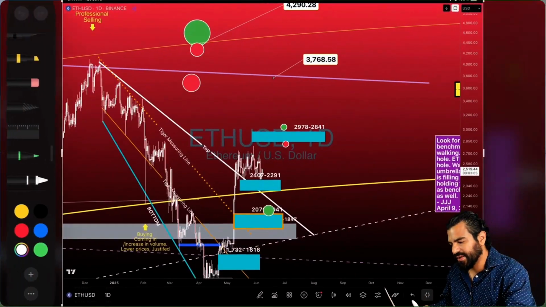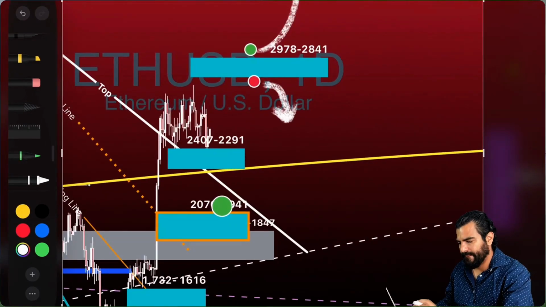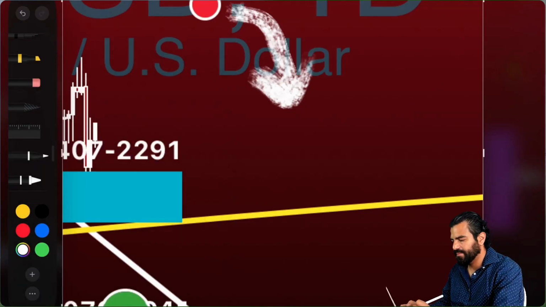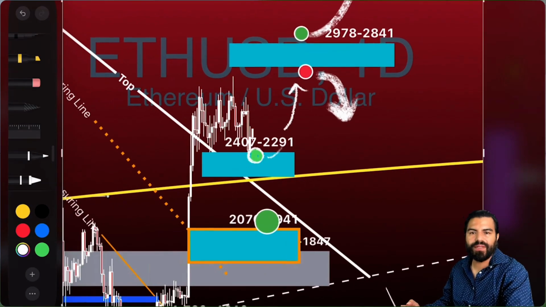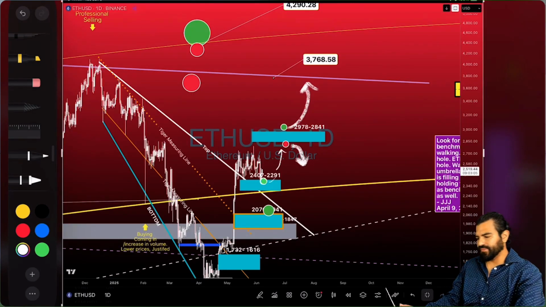So I will draw that, and we're going to go to the higher time frame. As it is, we're looking at something bullish. This is the health. And we'd be looking to move up based on this right now.